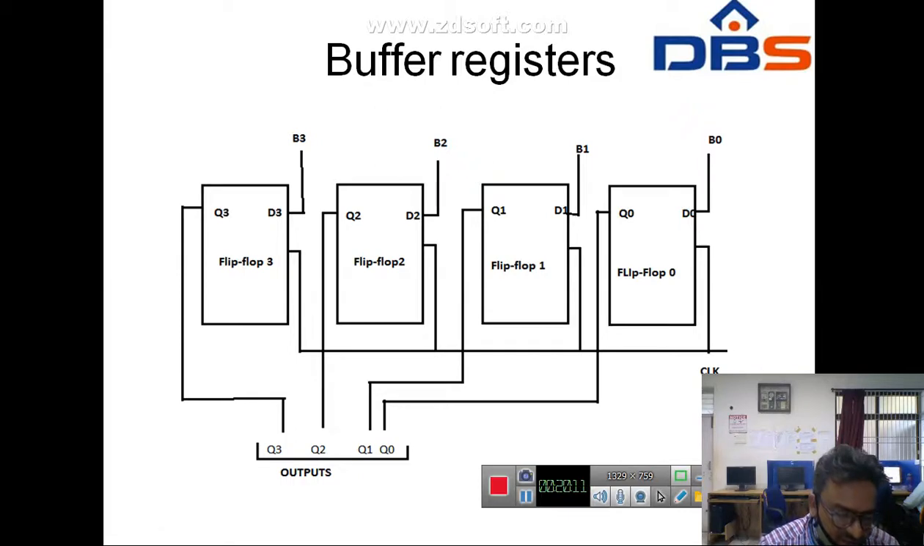So the operation is very simple and very easy to use. But there is no control over the X bits, so hence a logic control circuit is needed. For this purpose, we have to see another diagram, that is the controlled buffer register. We have to consider a controlled buffer register.